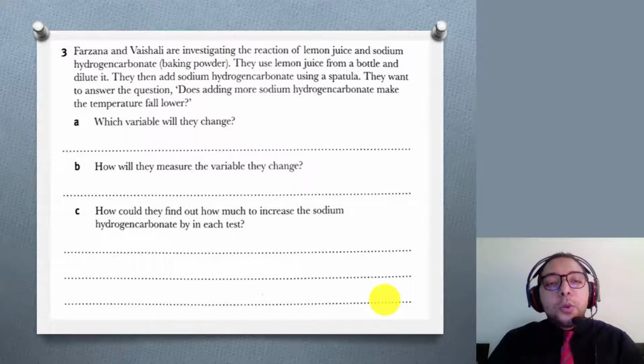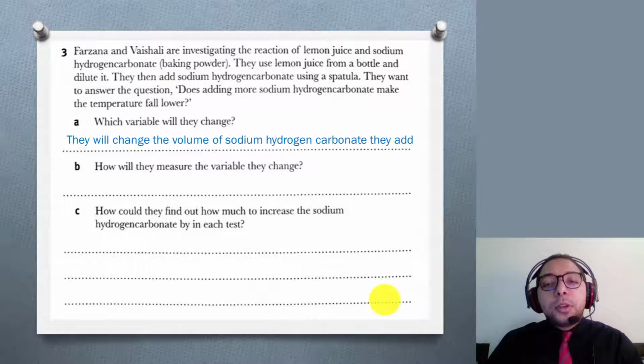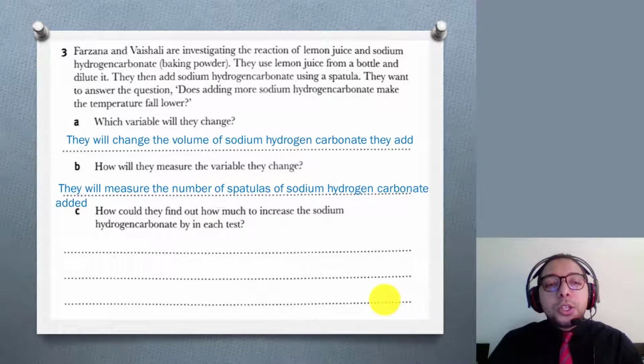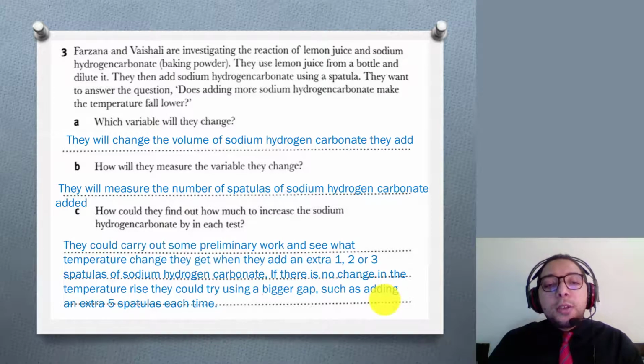Okay guys, time is over. Which variable will they change? They are going to change the volume of sodium hydrogen carbonate they add. How will they measure the variable they change? They will measure the number of spatulas of sodium hydrogen carbonate added. How could they find out how much to increase the sodium hydrogen carbonate by in each test? They can see what temperature changes they get when they add an extra 1, 2, or 3 spatulas of sodium hydrogen carbonate. If there is no change in the temperature rise, they could try using a bigger gap, such as adding an extra 5 spatulas each time.